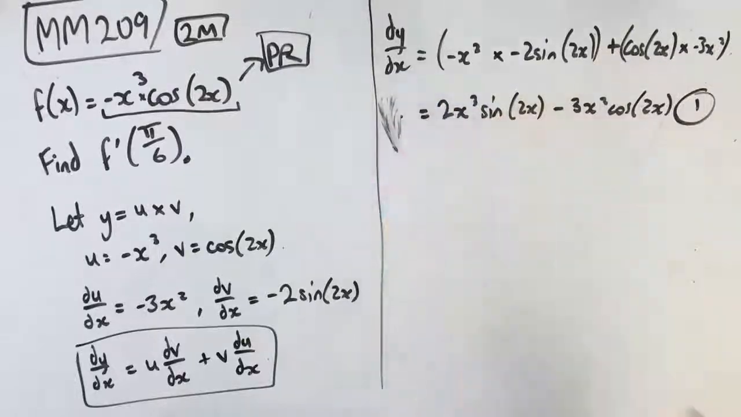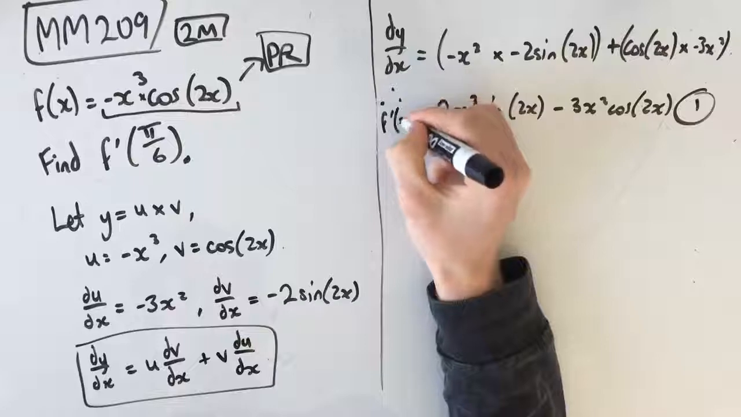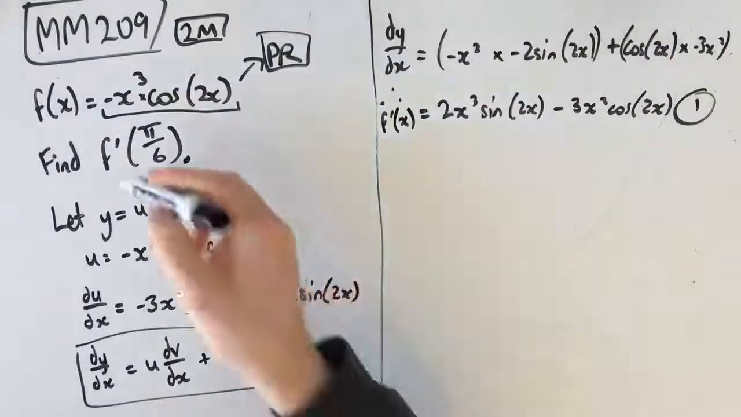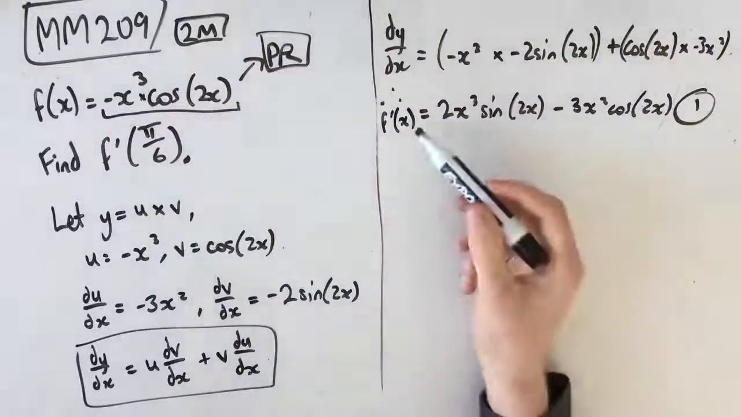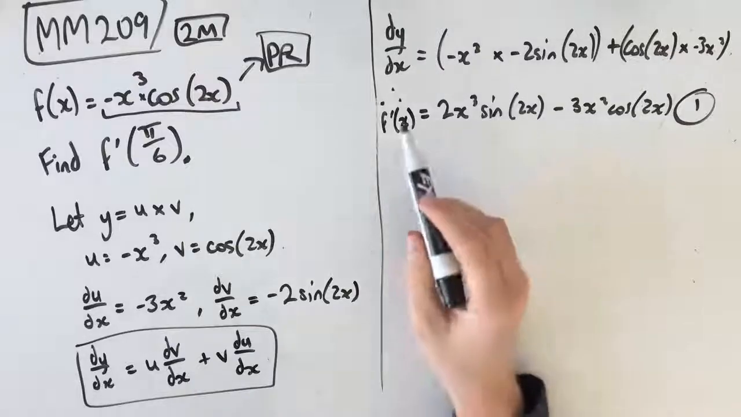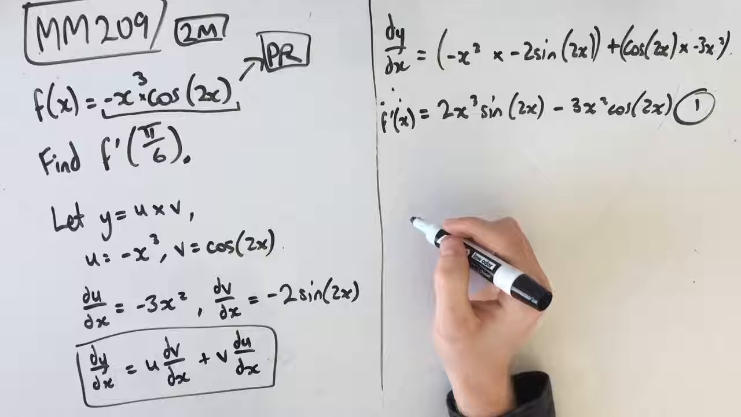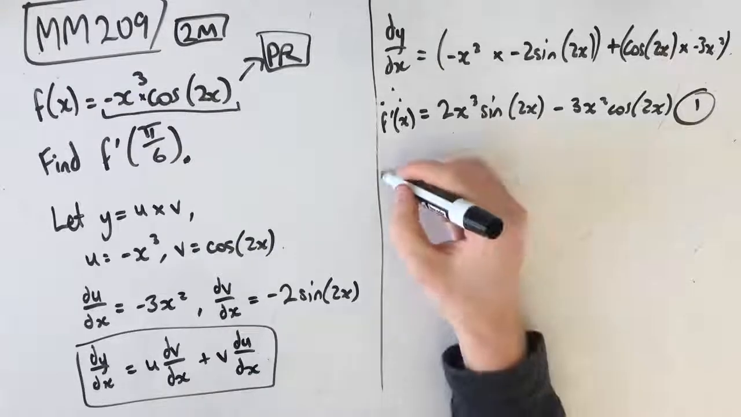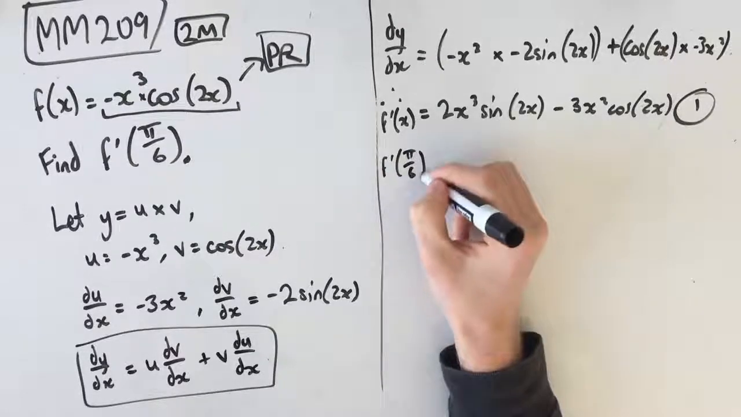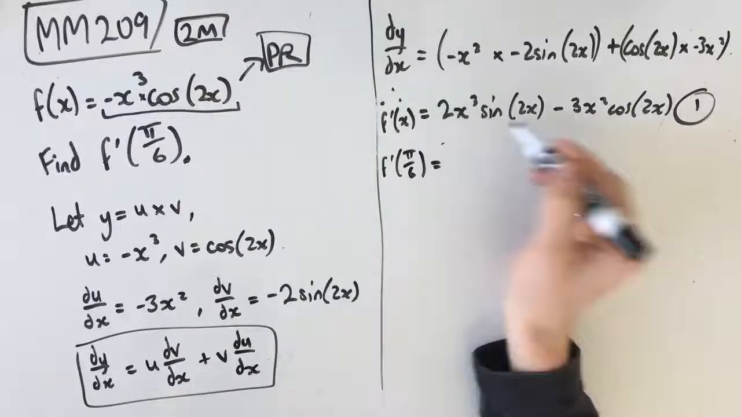Awesome. So we're going to say, therefore, f dash of x equals this, right? Because our function was given to us in f of x, we need to say that f dash of x equals this, as opposed to dy dx. Awesome. From here, we're going to sub in our pi on 6.